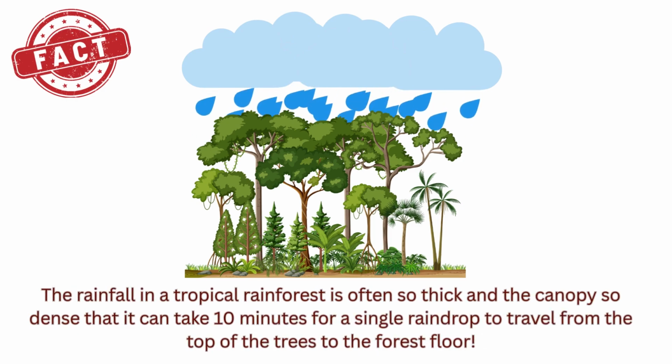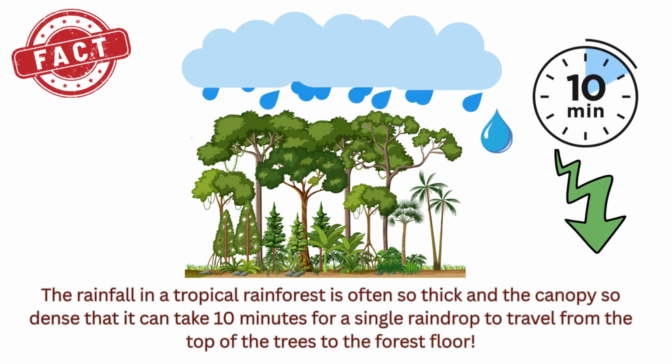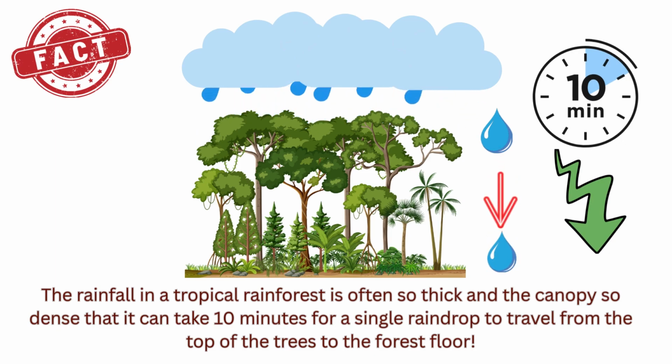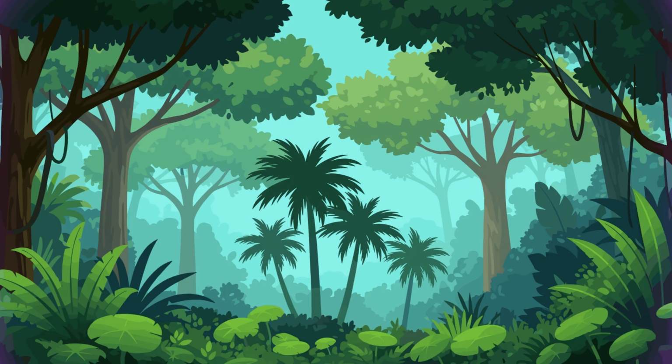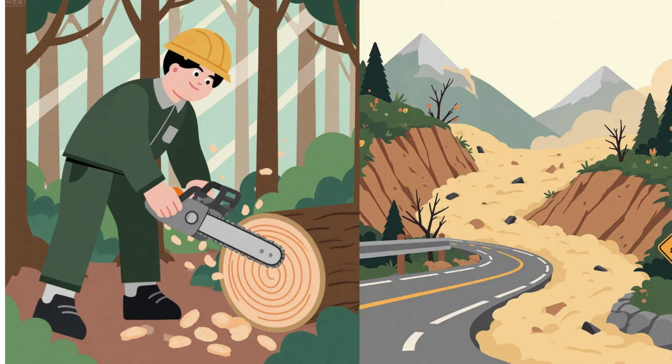The rainfall in tropical rainforests is often so thick and the canopy so dense that it can take 10 minutes for a single raindrop to travel from the top of the tree to the forest floor. Isn't that interesting? Okay, when we talk about why rainforests are important, it's also important to know that cutting them down can cause landslides. So let's see how removing trees can lead to these natural disasters.